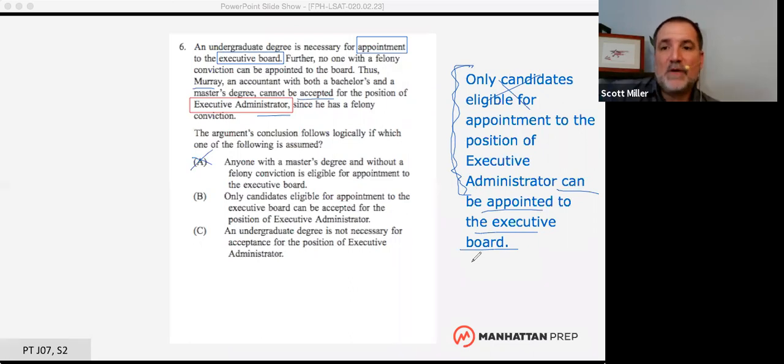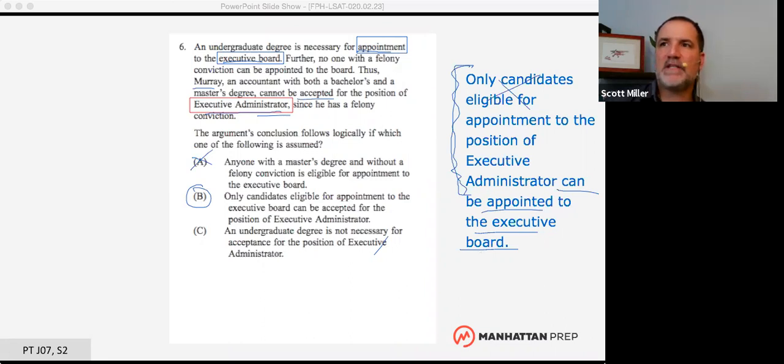A lot of the times, if you're lucky on an easier version of the question, there's only one answer choice that's connecting the two ideas that we want: executive board with executive administrator. On an easier version of a sufficient assumption question, there's only one answer choice that does that. If there's more than one answer choice that makes that connection, we need to look closely to see which one is actually going in the right direction, doing the work that we need, making the connection that we need. All right, so let's keep going.